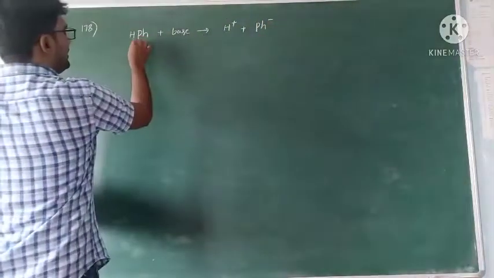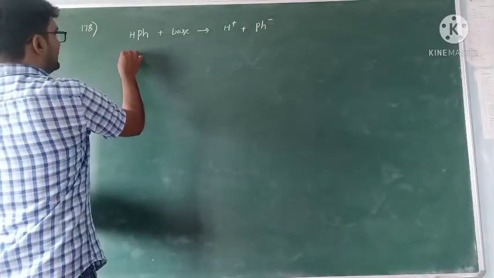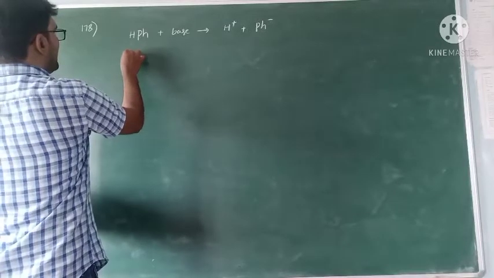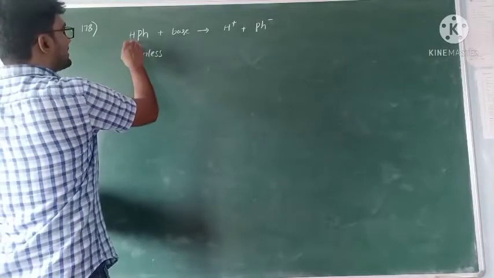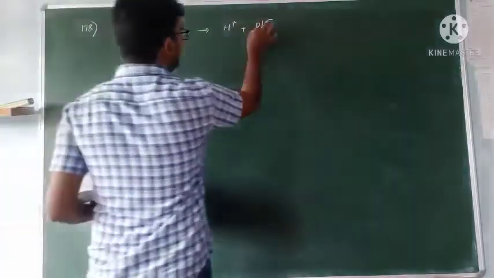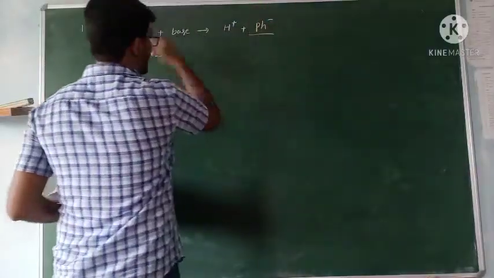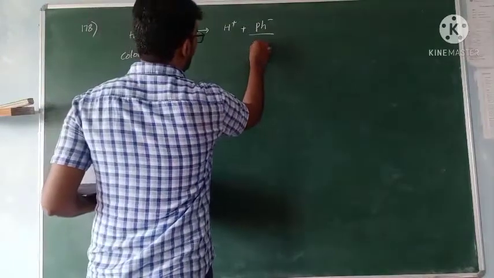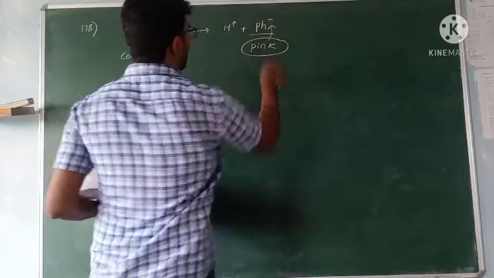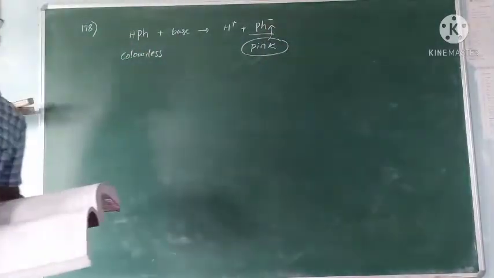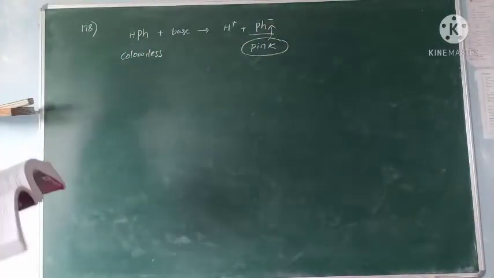Actually, what is the nature? That is the weak acid, and original color is colorless. Okay, if it is involved in the reaction, it gives Ph minus. The color changes, colorless to pink. This pink color is coming due to the Ph minus. Ph minus means that is negative ion.